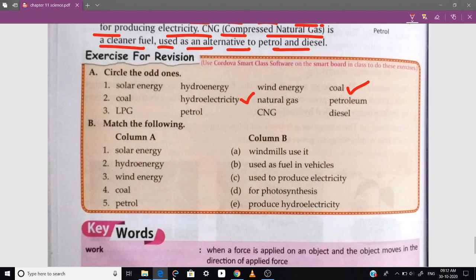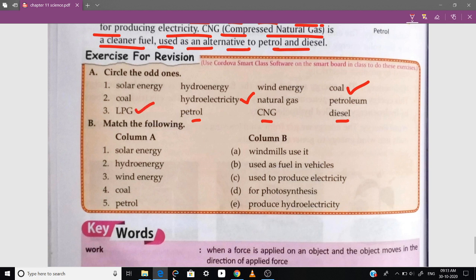LPG, petrol, CNG, and diesel. As you can see here, petrol, CNG, and diesel are all obtained from petroleum, but LPG is not obtained from petroleum. That is why LPG is the odd one.